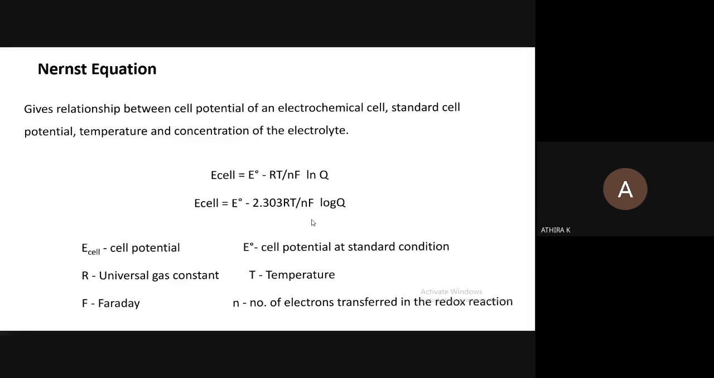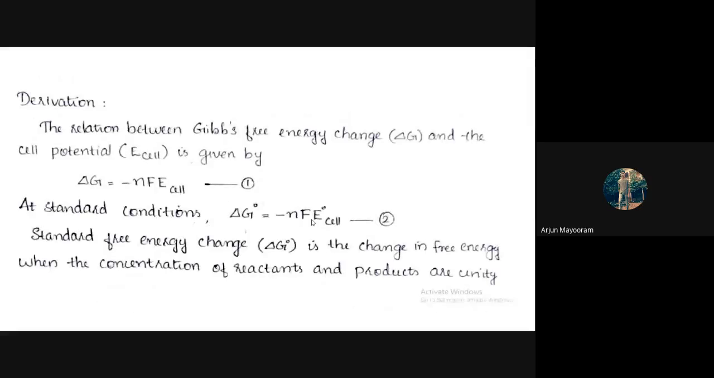നിങ്ങൾ എടുത്തിരിക്കുന്ന പേപ്പറിൽ Nernst equation derivation എന്ന് എഴുതുക. എന്നിട്ട് നമുക്ക് സ്റ്റാർട്ട് ചെയ്യാം. റെഡി അല്ലേ? Yes.